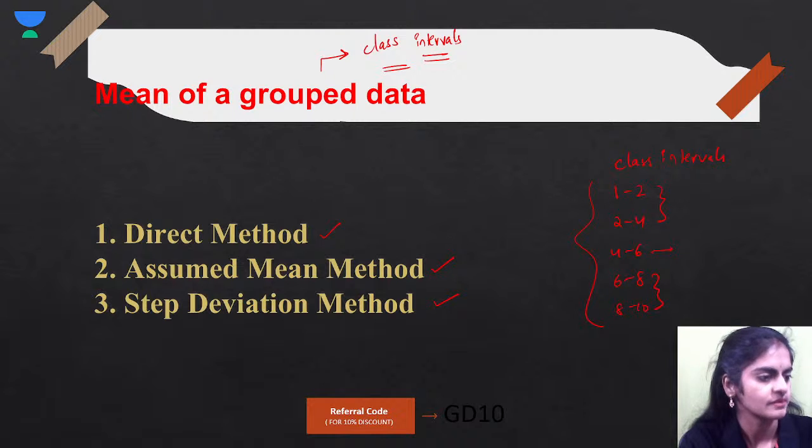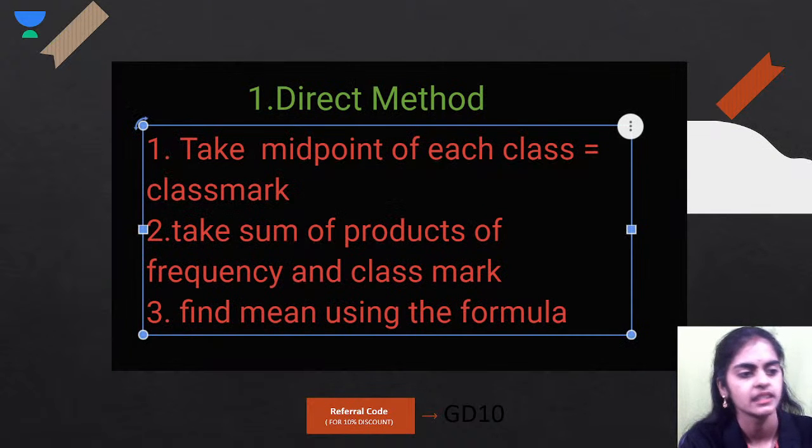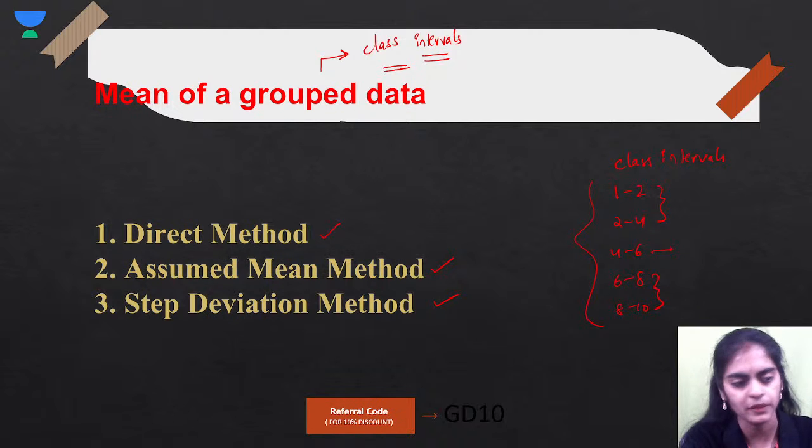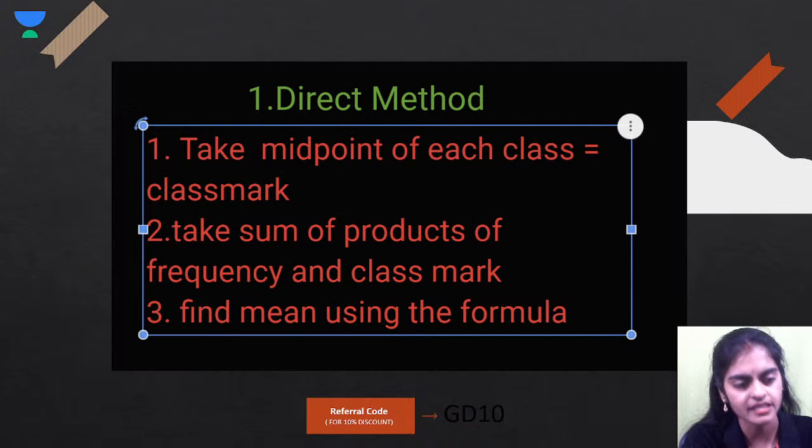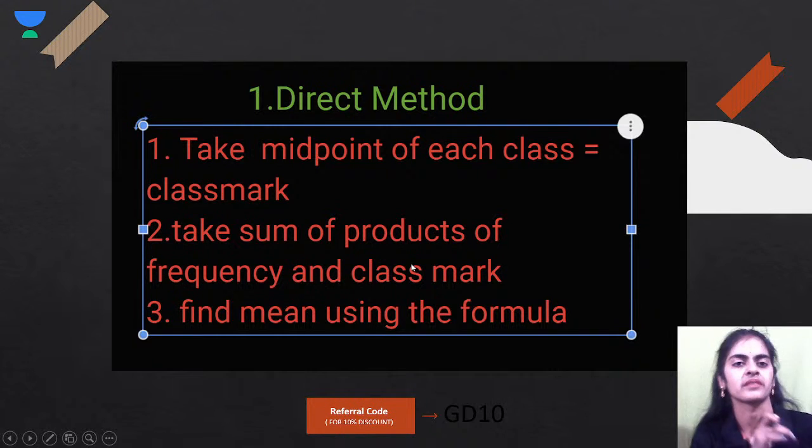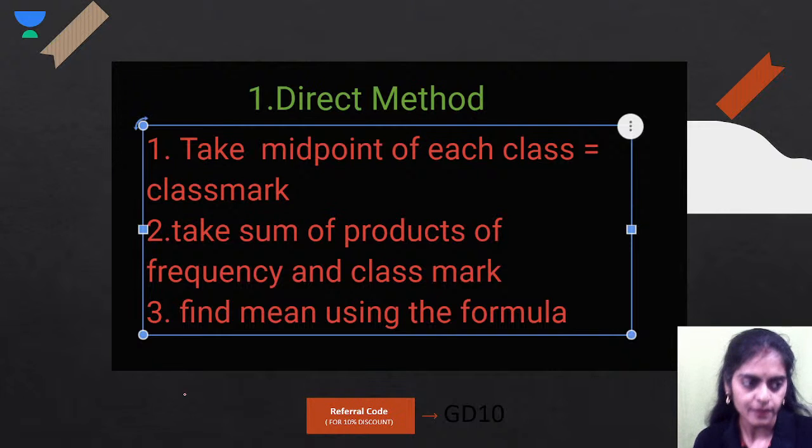And now, as I told you, we are having three methods, that is direct, assumed mean, and step deviation. So let's discuss each one of them. And I just want all of you to share the session with all your friends as well, so that we can have a good number again. So direct method.